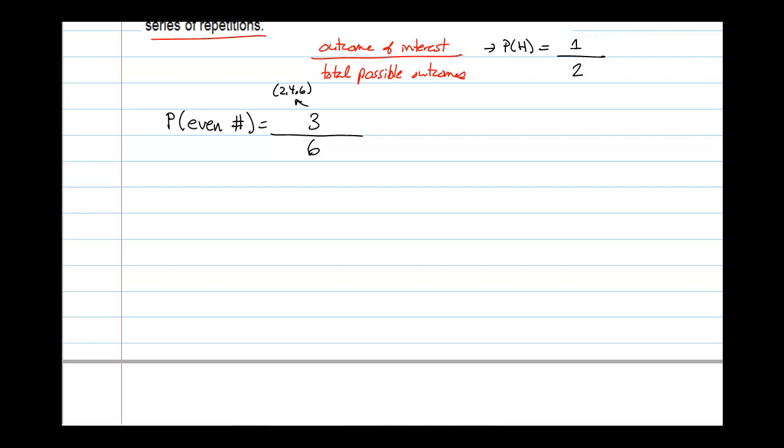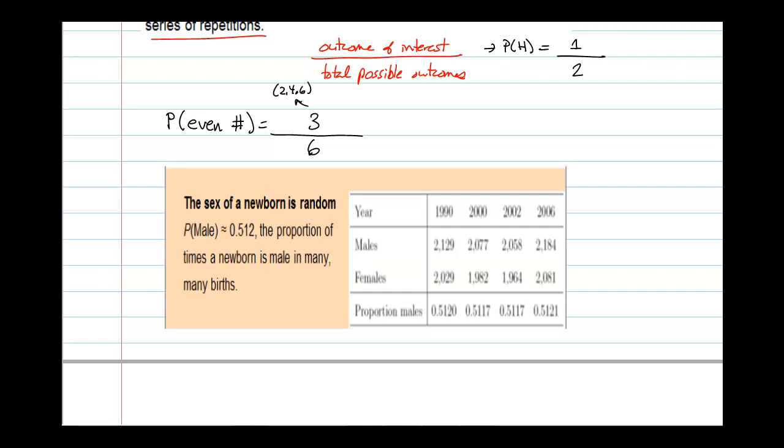Let's look at some data. Here's some data that's been collected over the years 1990, 2000, 2002, and 2006. What this table is saying, we're keeping track of male and female births. In this particular case, there were 2,129 males born, and in females, there were 2,029. Of course, this is clearly not world population. It's probably in a particular city or a hospital. And what we can do then is look at 2,129 divided by the total.